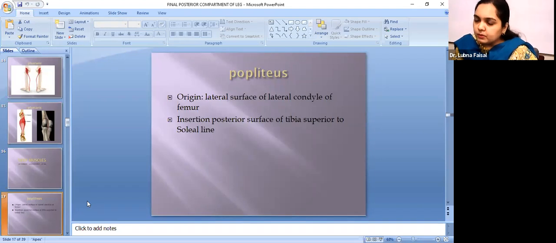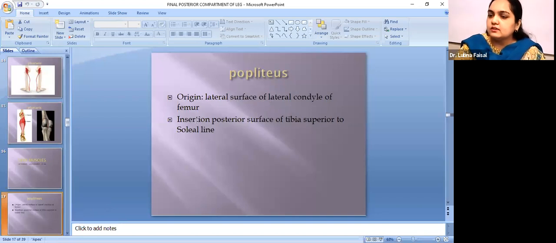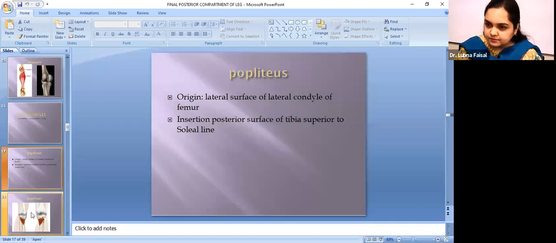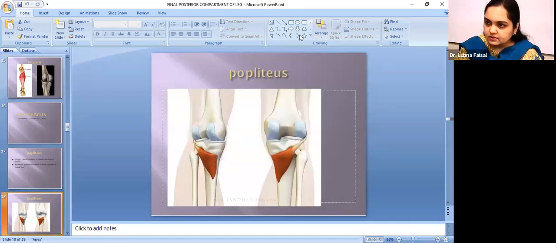So the floor of the popliteal fossa is formed by this muscle, the popliteus muscle. Origin, lateral surface of the lateral condyle of the femur. Insertion, posterior surface of the tibia, superior to the soleal line. This is the origin: lateral surface of the lateral condyle of the femur.